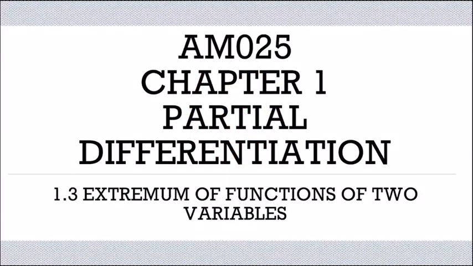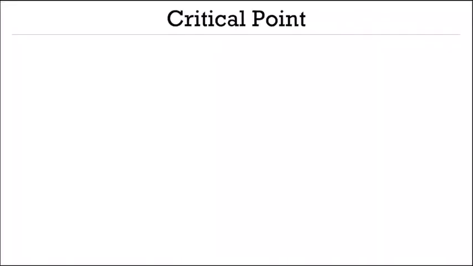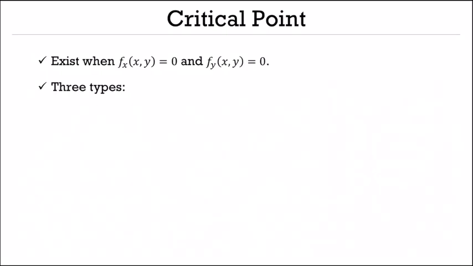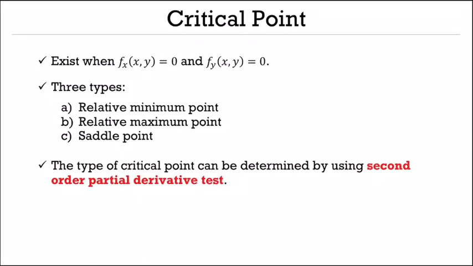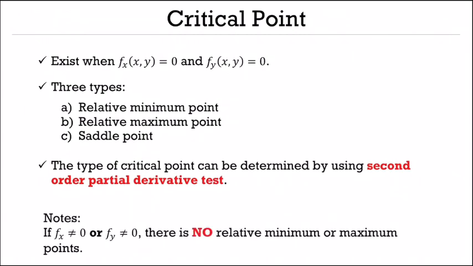In this video, we are going to learn about extremum of functions of two variables. The critical point exists when both first-order partial derivatives with respect to x and y are equal to 0. There are three types of critical points, which are relative minimum point, relative maximum point, and saddle point. The type of critical point can be determined by using the second-order partial derivative test.